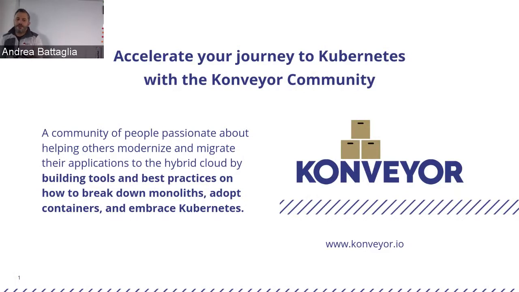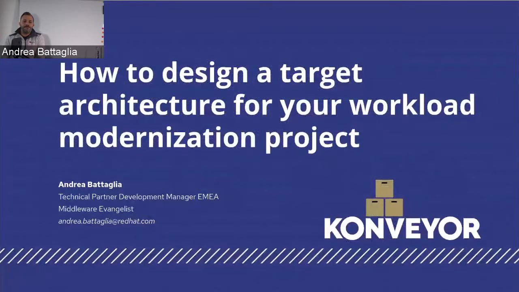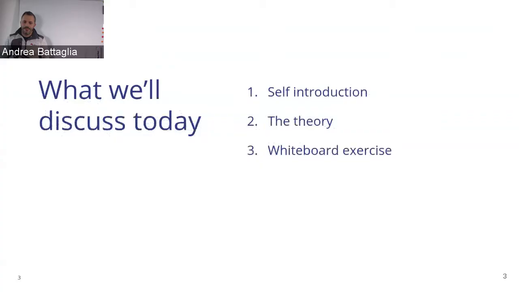Today, this is the second of a series of webinars I'm running for the Conveyor community. And today we're going to discuss how to design a target architecture in a digital transformation project. Of course, we focus on the workload modernization, but still it's important to have the big picture, the complete overview of what's going on in the customer landscape in order to be able to design the target environment and make the workload modernization as smooth as possible.